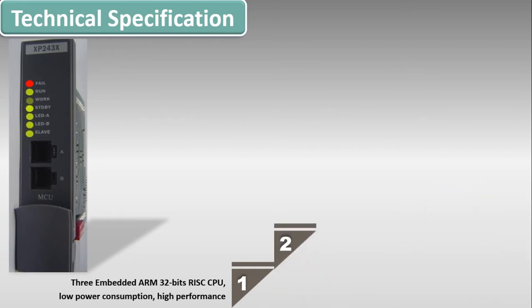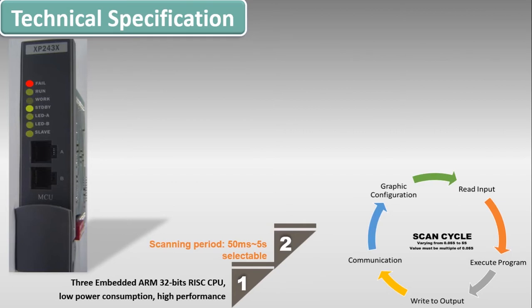Then the scan cycle of the controller ranges from 50 milliseconds to 5 seconds. This can be adjustable during the configuration of the controller in the software SCKey. Usually we prefer that the scan cycle be a multiple of 50 milliseconds, that is 100 millisecond, 200 millisecond, 500 millisecond, 1 second, 2 second, up to 5 second. Scan cycle is actually the time which a controller takes to read input, execute a program, write output, check communication, and update its graphical readings.